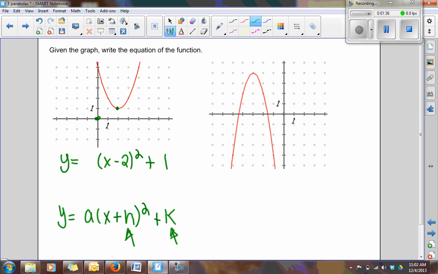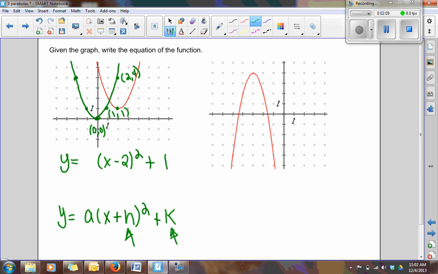Okay, and that's it. We know a is positive because the parabola is opening upwards. If you think about y equals x squared, I'm just going to sketch it really quick. Okay. So y equals x squared. Notice it has the points 0, 0, 1, 1, because 1 squared is 1, and 2, 4. And you can see those same points mimicked here.